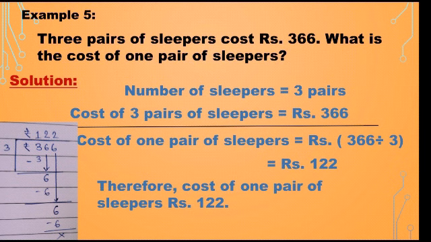So you need to do the operation division here, because the cost of 3 pairs of slippers is given. We need to find out the cost of 1 pair of slippers. So the number of slippers is 3 pairs. The cost of the 3 pairs of slippers is rupees 366, and the cost of 1 pair of slippers is rupees 366 divided by 3. So I have shown the division here. You should also show the division process in your answer, and therefore the cost of one pair of slippers is rupees 122. This is the answer.